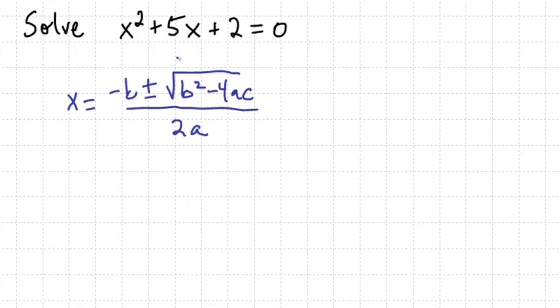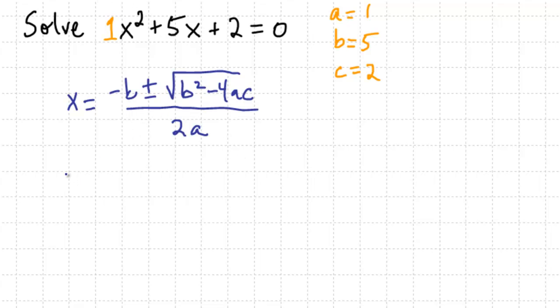Well, the values of a, b, and c come from the standard form. So if we come up here and look at this equation, and if we just remind ourselves that there's always this 1 here, even if there's no coefficient written for x squared, it has a coefficient of 1, then the value of a is 1, the value of b is 5, and the value of c is 2. They just come from the standard form.